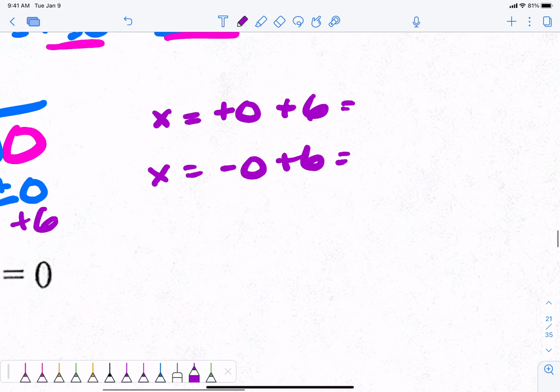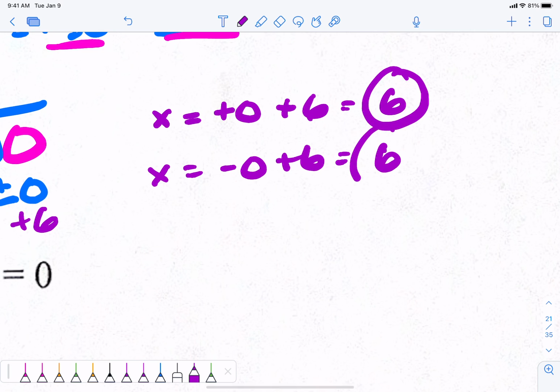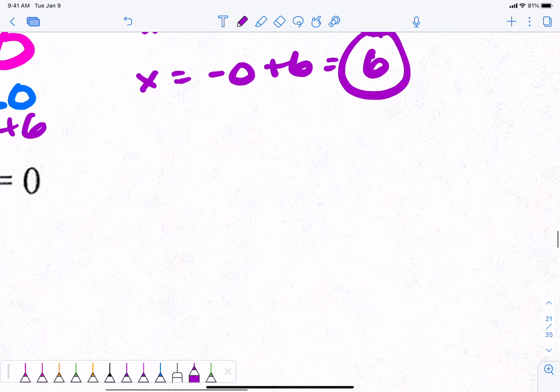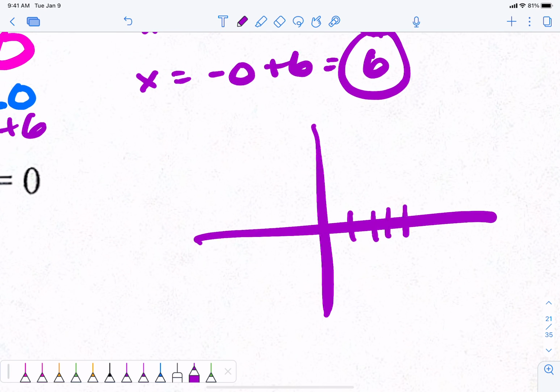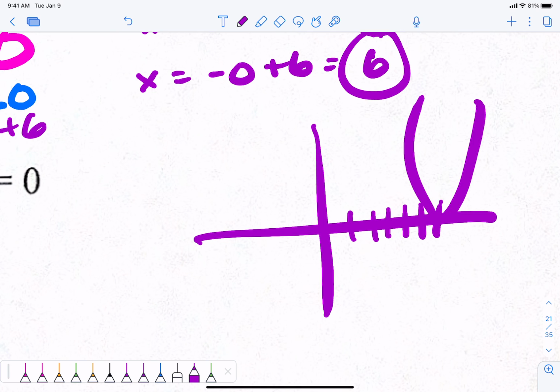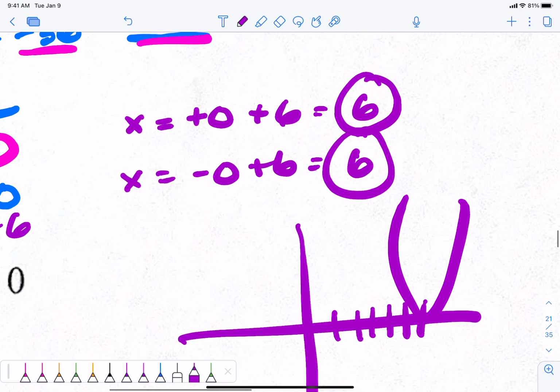Nope. What's positive 0 plus 6? 6. What's negative 0 plus 6? Also 6. So I get the same answer. It's not a straight line, it's still a parabola. But what's happening? It only has one place where it's touching, and that's the vertex, right? It's touching over here at 6, and it's not crossing and going back up. It only has one place because it's the same number, right? That's what it looks like.